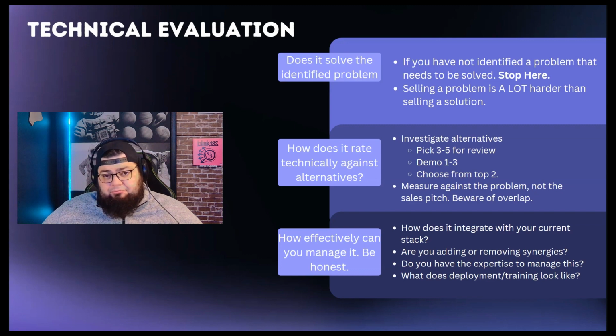Because if you're buying a tool, it better be doing something. What does the training look like? What's the development of your team look like from that perspective? What does the deployment of the tool look like? Is this one of these things that you can actually roll out really quickly, or is this going to take a long time to phase in?